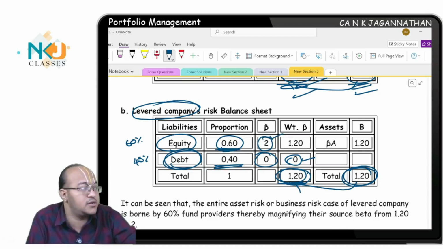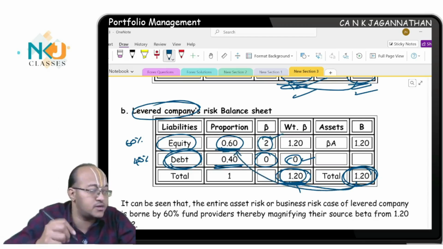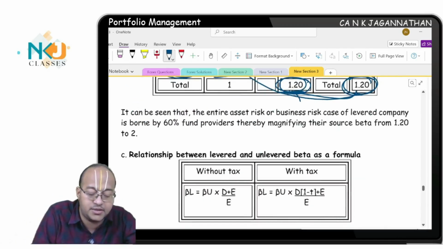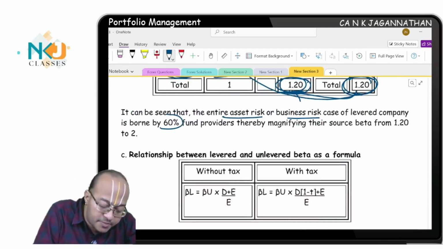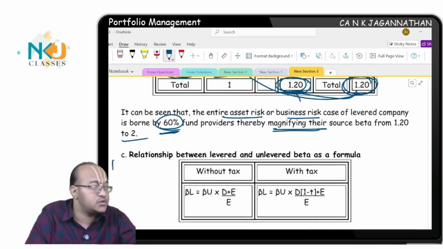Are you all understanding? The asset beta, if shared by only 60% of the capital providers, will be magnified to 2. They take higher risk. Now it can be seen that the entire asset risk or business risk in the case of a levered company is borne by 60% of the fund providers, thereby magnifying their beta from 1.2 to 2. So what is the relationship?